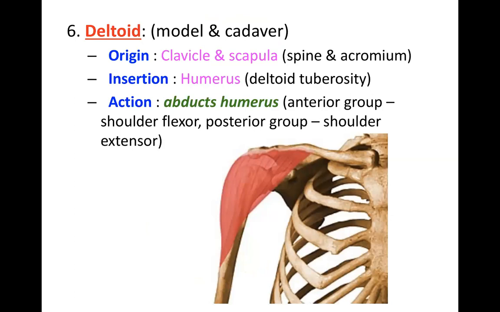It actually makes that nice rounded prominence of your shoulder. It's hanging off of the scapula and the clavicle. So it's kind of a little bit underneath them and then drapes down onto the humerus. So origin is going to be the clavicle and the scapula.